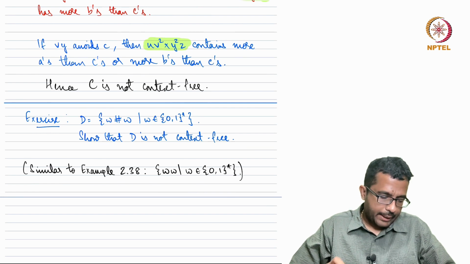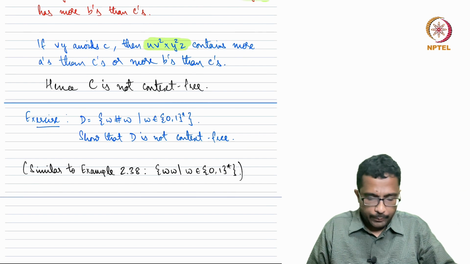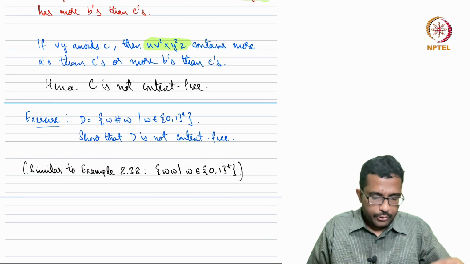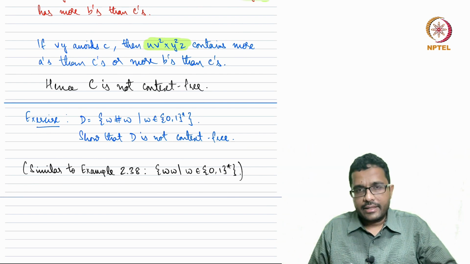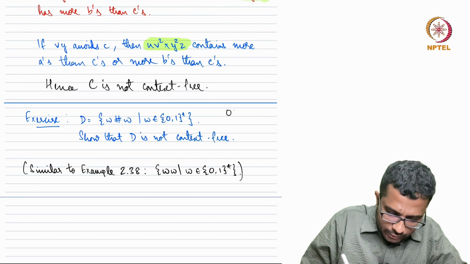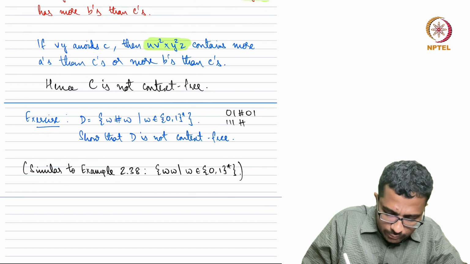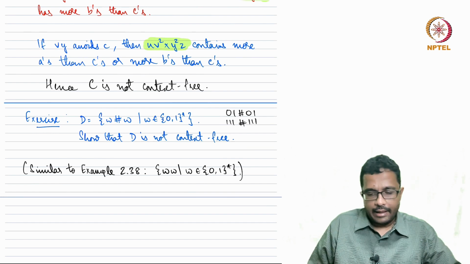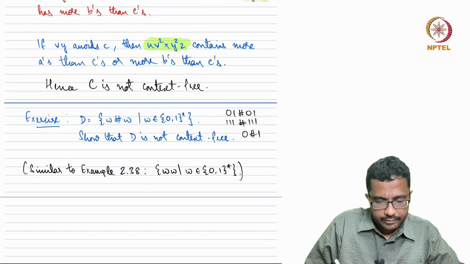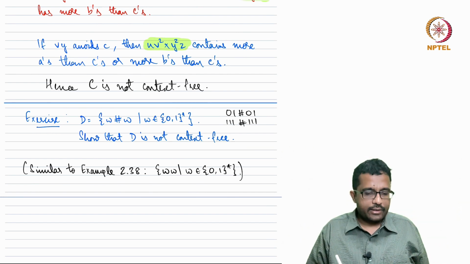Consider the language D, where you have w followed by a hash symbol followed by w, where w is entirely comprising of zeros and ones, binary. So you have some string followed by hash followed by some other string. It could be something like 01 hash 01, this is in the language, or 111 hash 111. All of these strings are in the language, but something like 0 hash 1 is not in the language. This language is not context free.